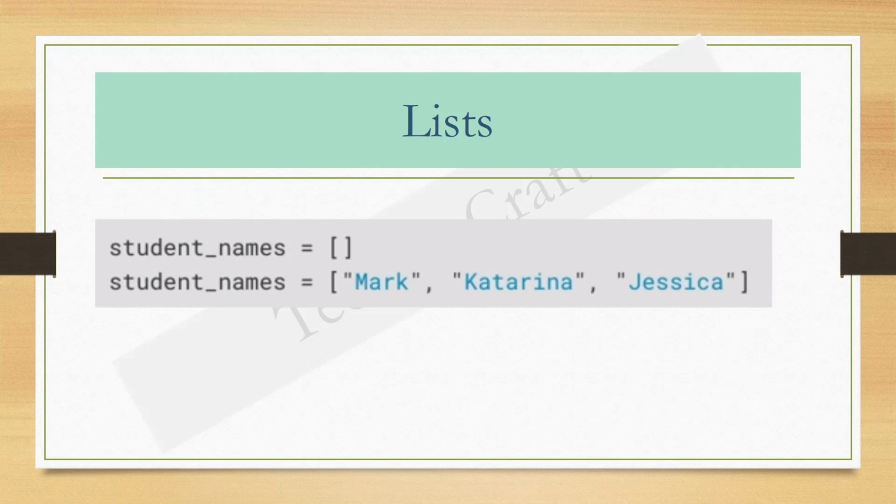However, let's say we already know some of the students enrolled in this course and we want to create our student_names list with their names already in it. In that case, we simply replace our empty brackets with Mark, Katrina and Jessica. Now our list has three string elements. Notice how they all have their own enclosing quotes because they are strings, and how they are separated by a comma.